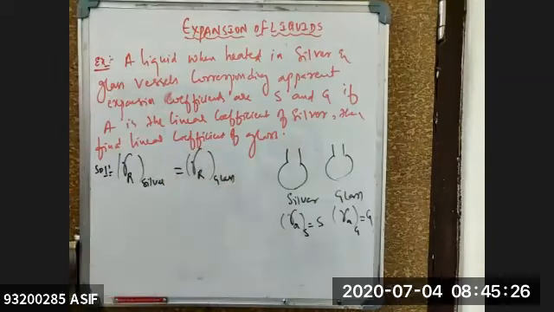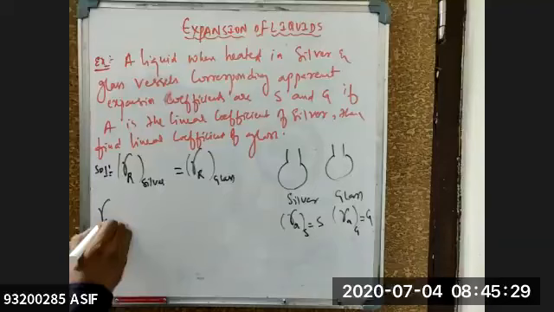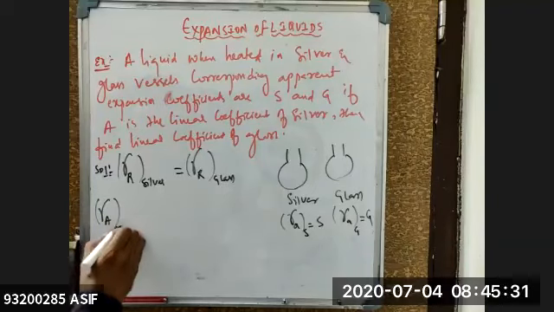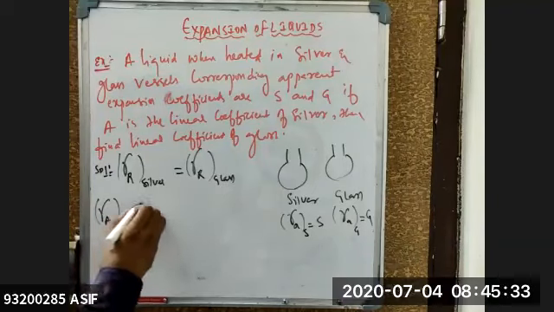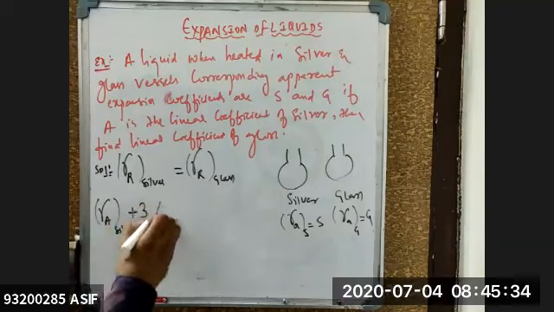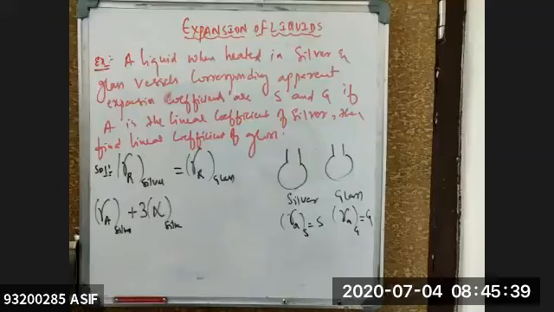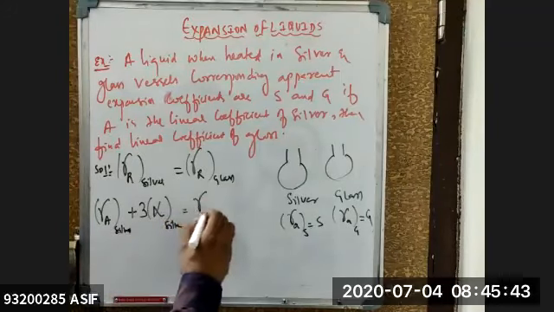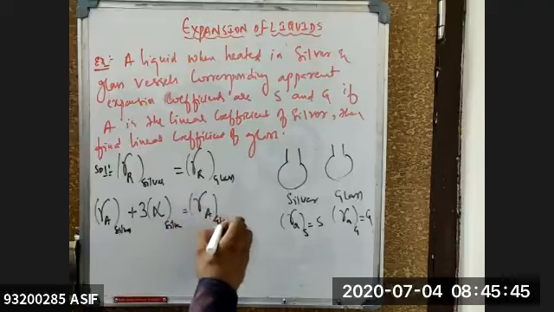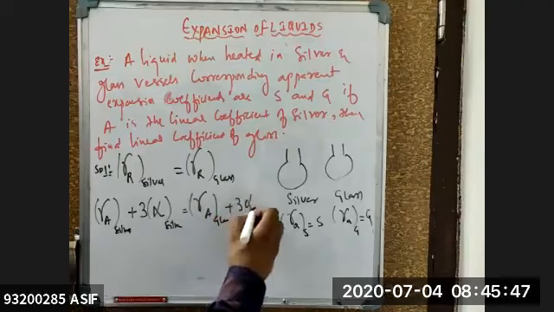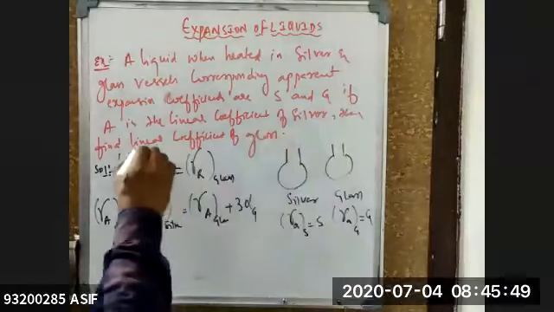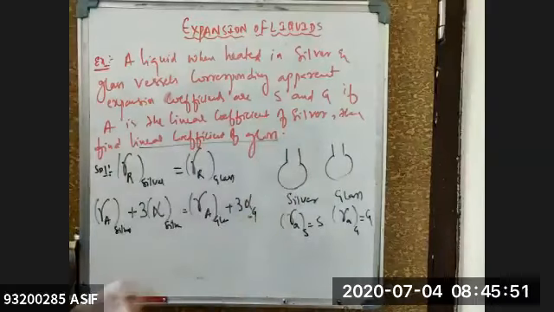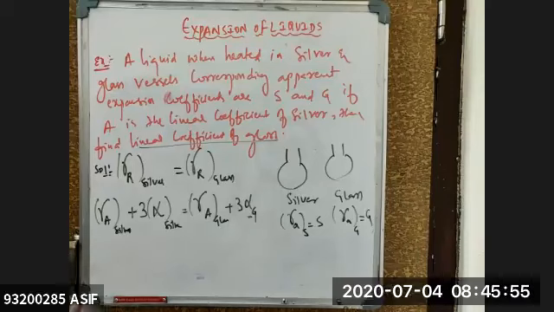You know how to write the coefficient of real expansion? Gamma apparent of silver plus 3 times alpha of silver, because he has given the linear coefficient, not volume. That is the reason I'm writing in terms of alpha. That equals gamma apparent of glass plus 3 times alpha of glass. What is being asked? The linear coefficient of glass. That means alpha of glass is equal to what?